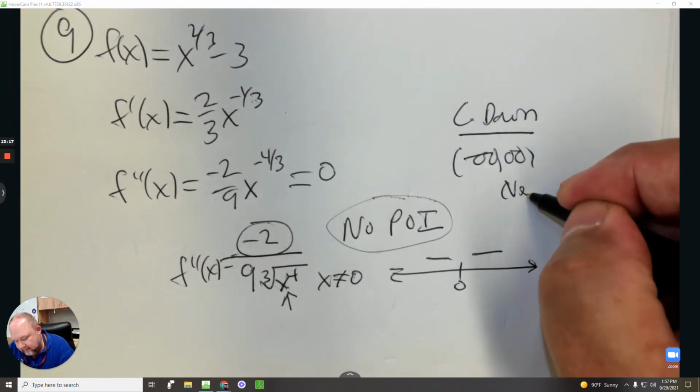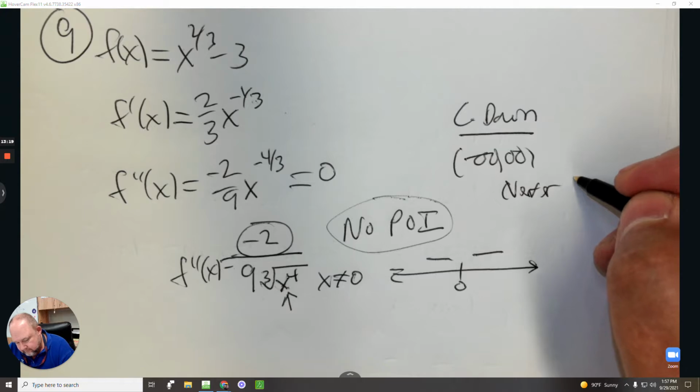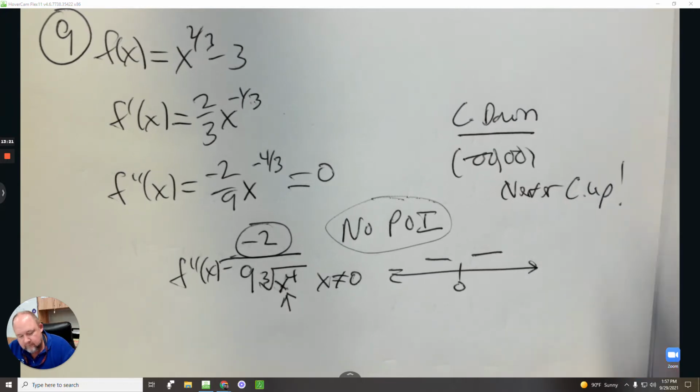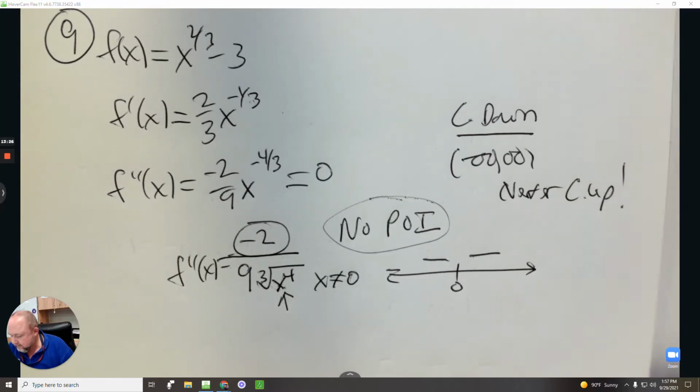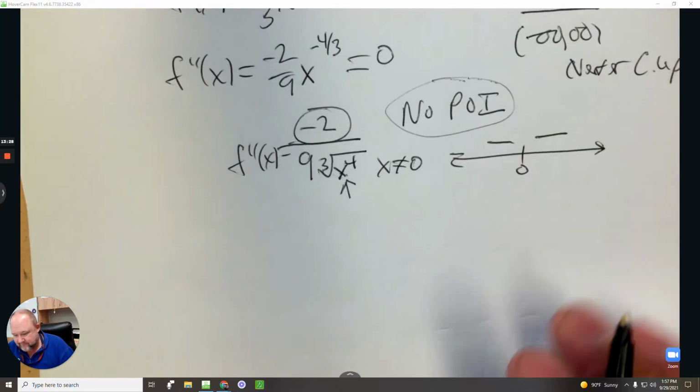And it's never concave up. And we have no point of inflection. All right, number 10, back to trigonometry. We'll do it together.